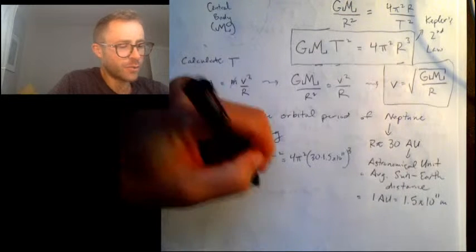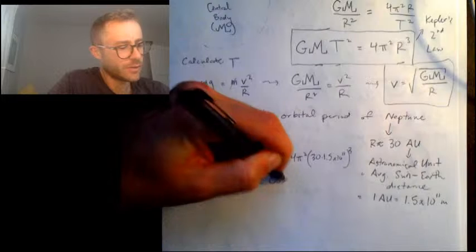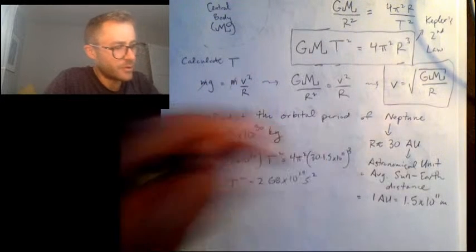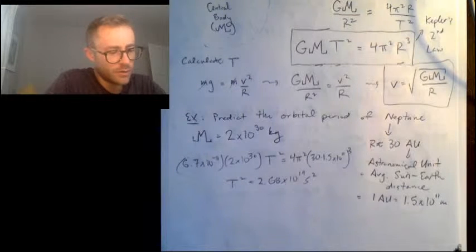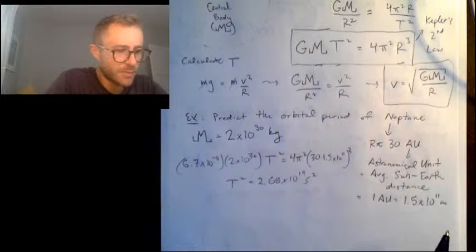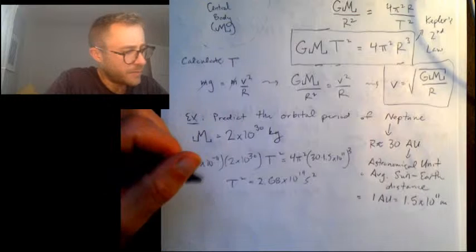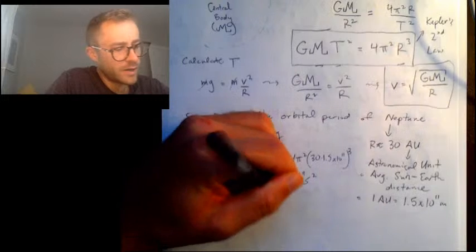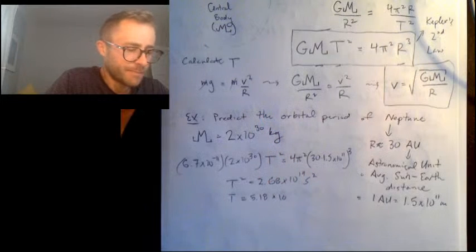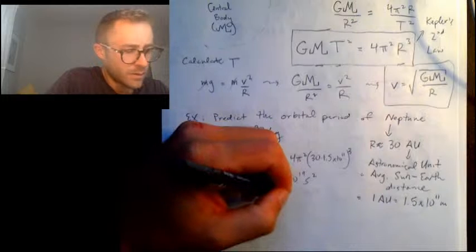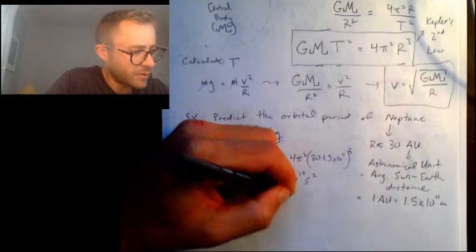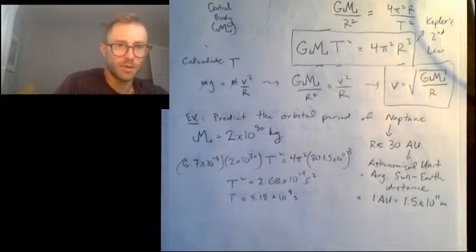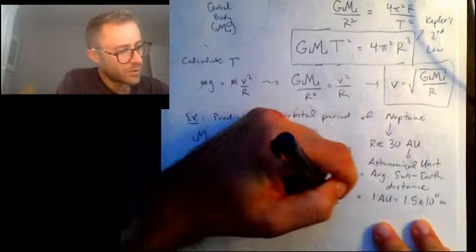Okay, so this gives me T squared equals 2.68 times 10 to the 19th seconds squared, because it's T squared, so it's going to have those units. So now I have to take the square root, and I get the period is 5.18 times 10 to the 9th seconds. That's not very useful. That doesn't really mean anything to me, okay? Let's convert it to Earth years.